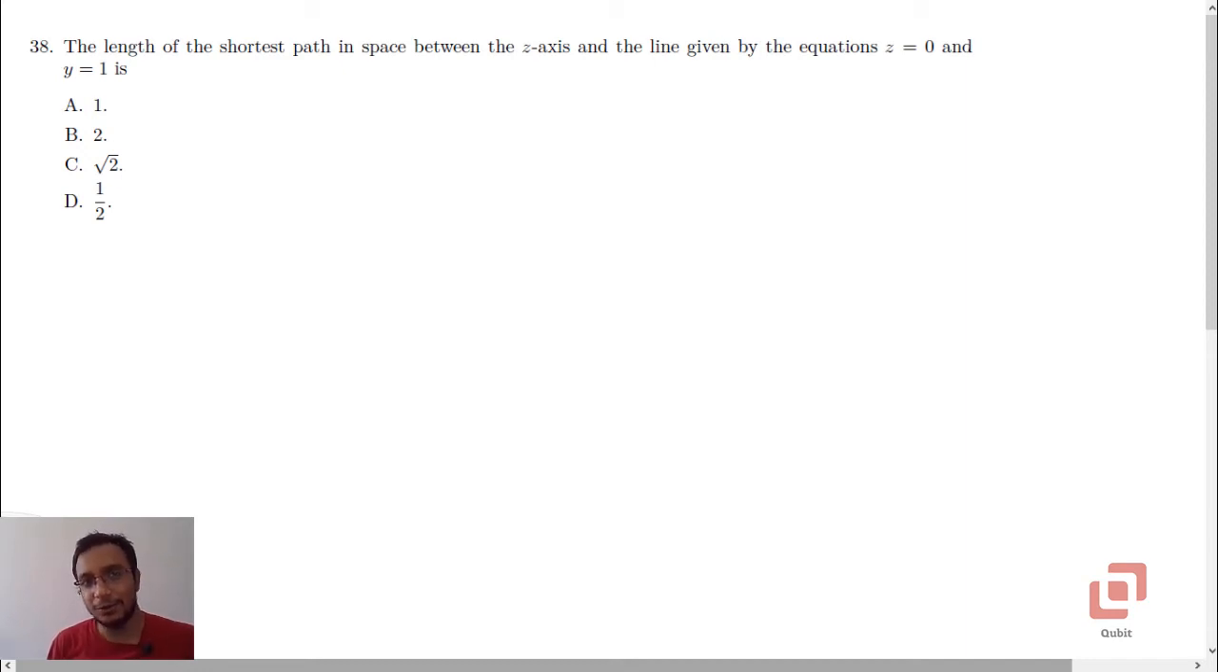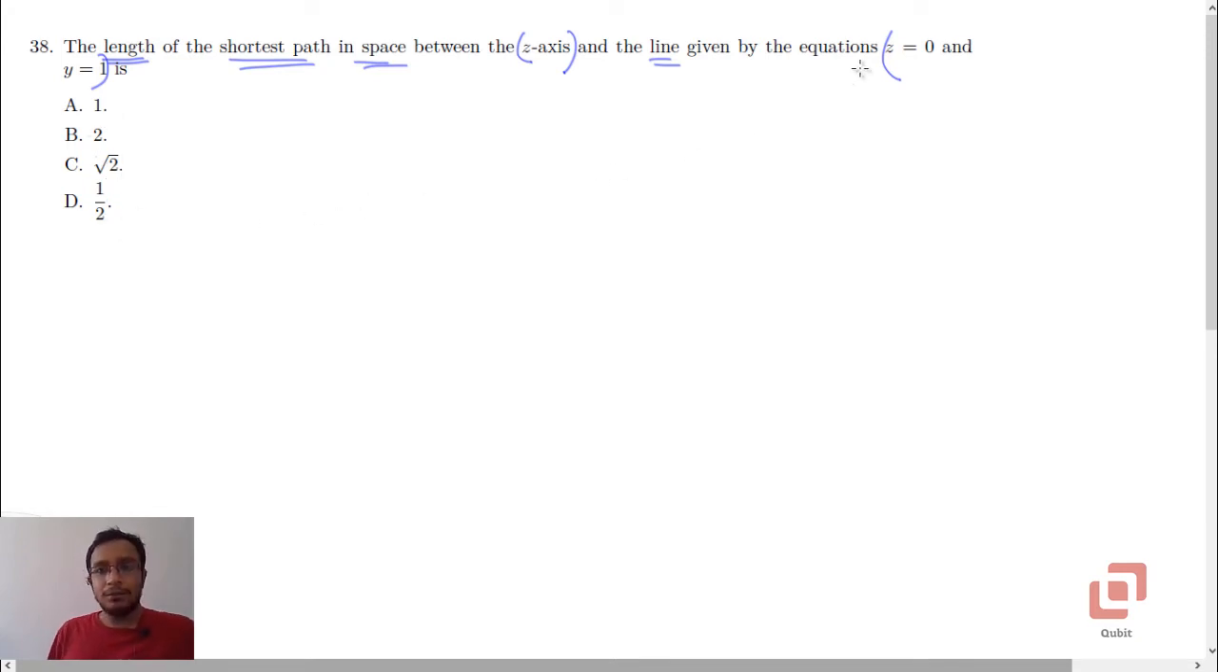In this video we are going to solve the 38th question from the ICER Aptitude Test Mock Paper 2. This question is based on lines in 3 dimensions. The question says that the length of the shortest path in space between the z-axis and the line given by the equations z equal to 0 and y equal to 1 is 1, 2, root 2 and 1 by 2.